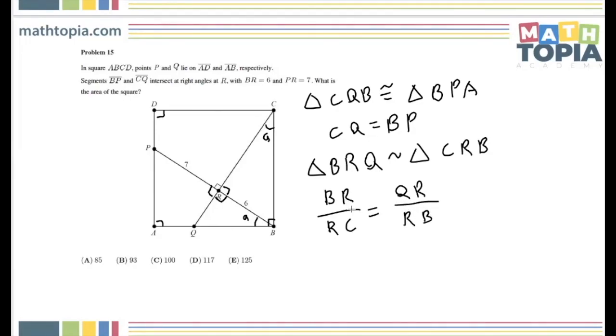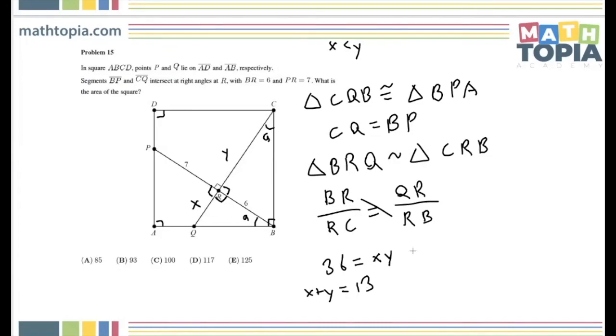And RB in this case is just 6. So we cross multiply. 36 is equal to QR times RC. I'll just plug in, this is X, this is Y, right? X is obviously less than Y. And 36 is just going to be X times Y. So we have that. And then also X and Y are the two sides that make up CQ. So X plus Y is going to be 13. So now we have the system of equations. XY is 36. X plus Y is 13.